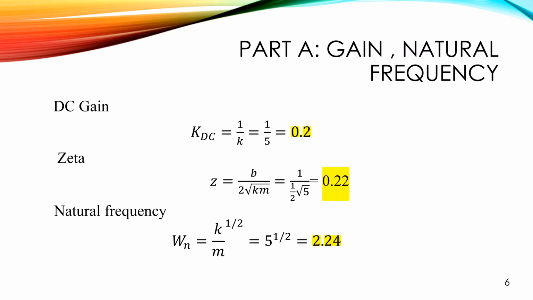For part A, this solves for DC gain, zeta, and the natural frequency. The results are highlighted in yellow. For the DC gain, we got 0.2. For zeta, we got 0.22. And for the natural frequency, we got 2.24.